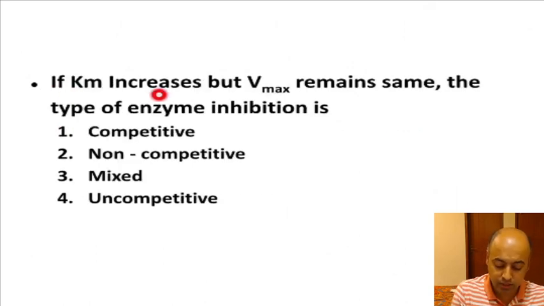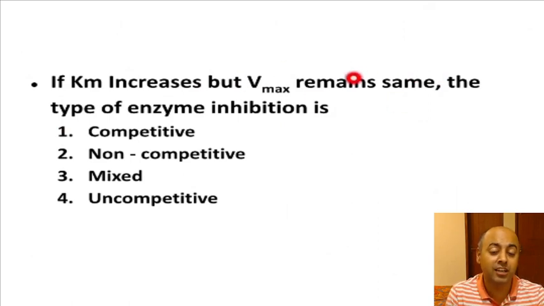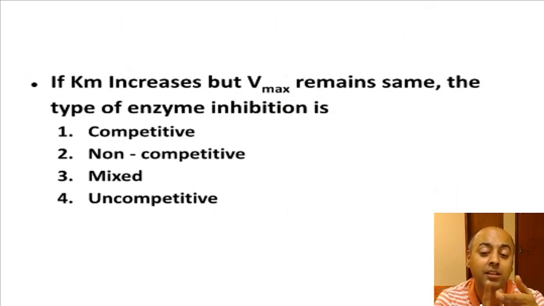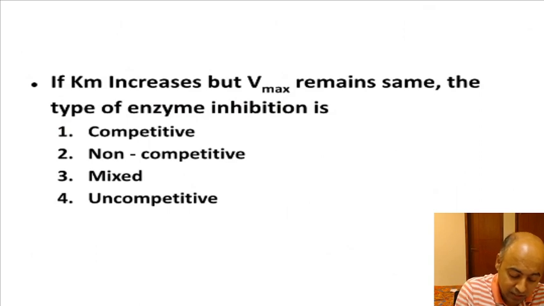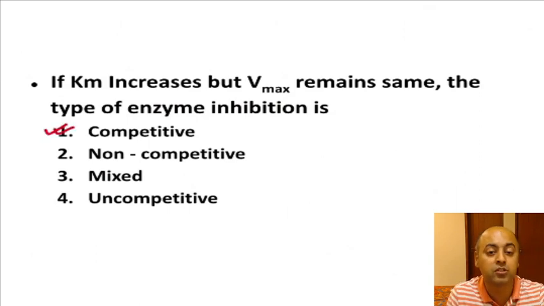Let's go on to the next question. If Km increases but Vmax remains the same, see we had highlighted what part remains the same, then what type of enzyme inhibition are you looking at? So again and again you can see what is the same, that is the part which is helping us in the question. So we have to focus on the part which is remaining the same. Very good. The answer is competitive inhibition.